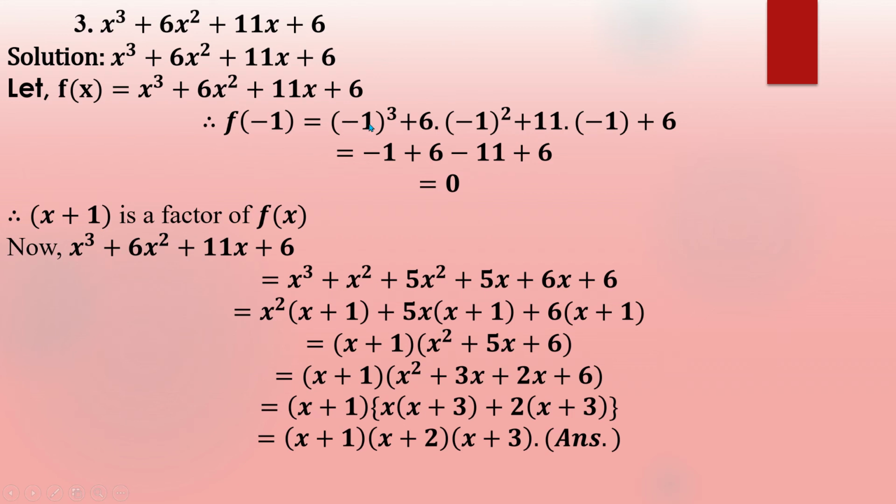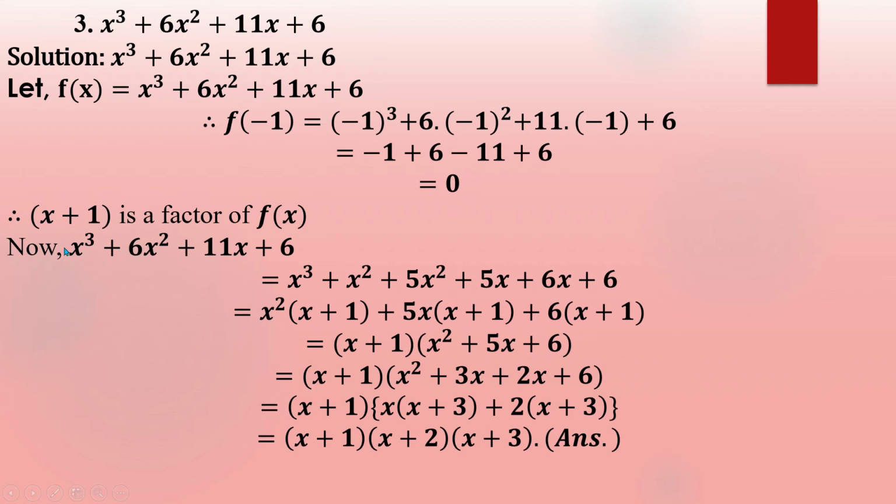Now putting minus 1 whole cube plus 6 into minus 1 whole square plus 11 into minus 1 plus 6, this equals 0. Therefore x plus 1 is a factor of f of x. Now at first we'll write three number lines, that means x plus 1 into x plus 1 into x plus 1. Then we'll use signs, plus or minus.